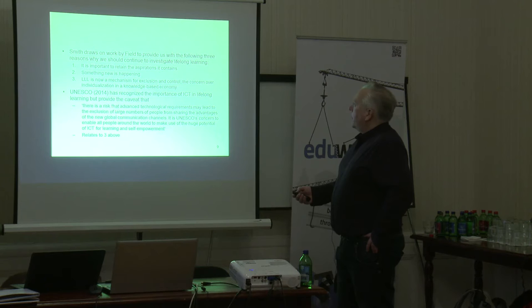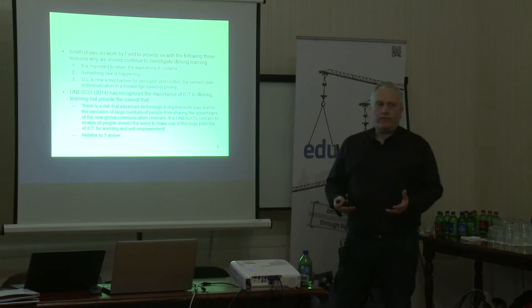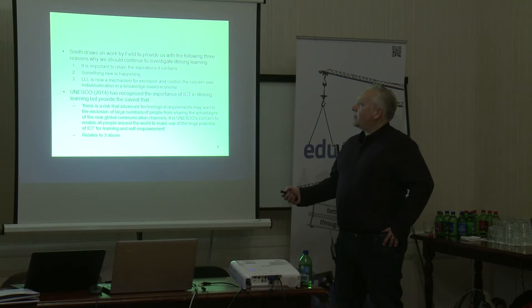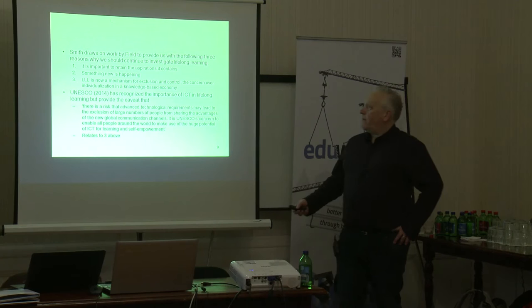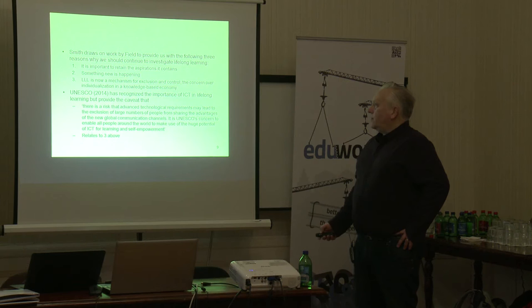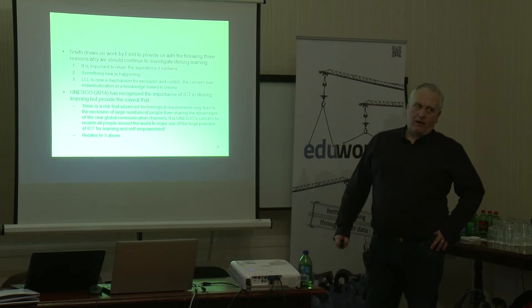programme. So what UNESCO are saying about ICT and lifelong learning is that it's very important. It's good to take UNESCO's view, because the E stands for education. There's a risk of these people being left behind, which may lead to exclusion of large numbers of people from sharing the advantages. So there's concern to enable all people in the world to make use of the huge potential of ICT's learning empowerment. There are obvious opportunities, but you can't wear what we call rose-tinted glasses. You've got to be aware of the issues. This is all explored in the book. If anybody's interested, go download the chapter, which is coming out in June, I think, the book.